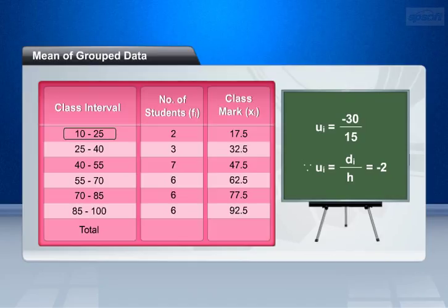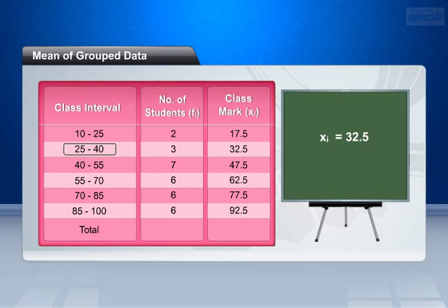Similarly, we calculate the values of di and ui for the other class intervals. Now, consider class interval 25 to 40. xi equals 32.5, A equals 47.5. Then di equals 32.5 minus 47.5. This is equal to minus 15. Then ui equals minus 15 by 15. This is equal to minus 1.